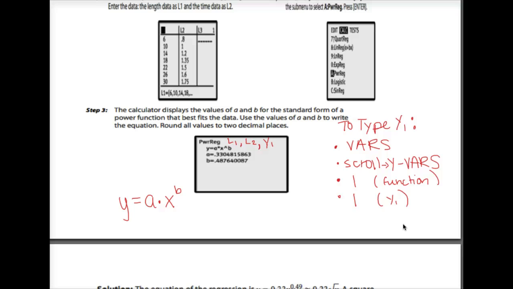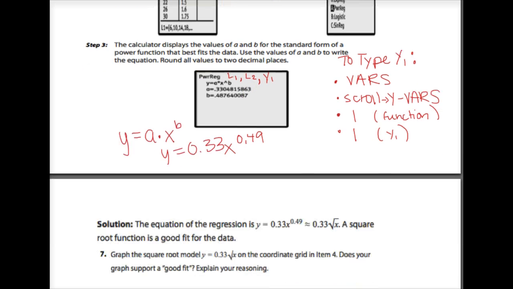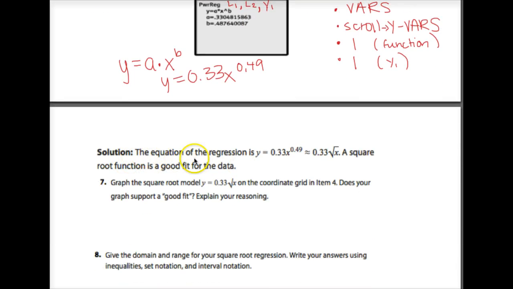Now, they did that for you here in the solution. So they're saying y equals 0.33x to the 0.49. So you can see that on the next part that says the solution. So a square root function, this is about 0.33 times radical x. That's a good fit for the data.